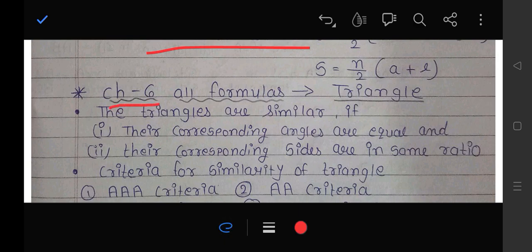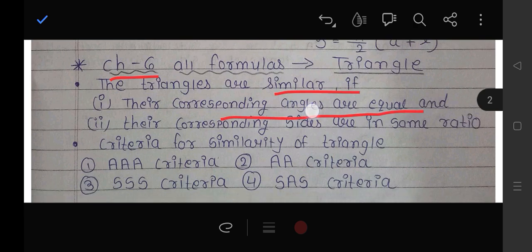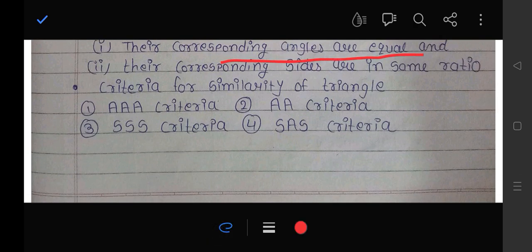Chapter 6. The triangles are similar if their corresponding angles are equal and their corresponding sides are in the same ratio. Criteria for similarity of triangles: angle angle criteria, side side side criteria.